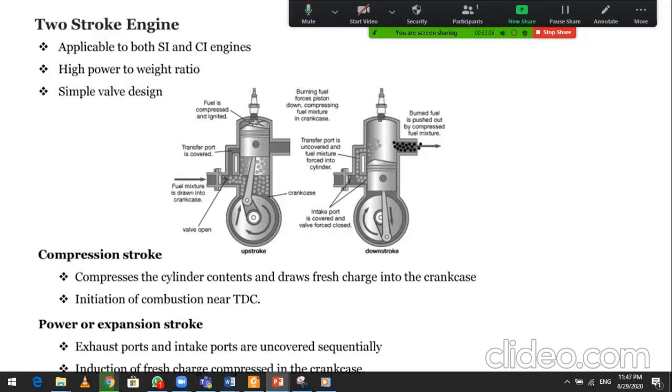You will find SI and spark and CI engine. Two-stroke also working on diesel. High power to weight ratio. We will find higher power. You will get more power to weight. Simple valve design. ये simple इसमें designing है और complicated नहीं.